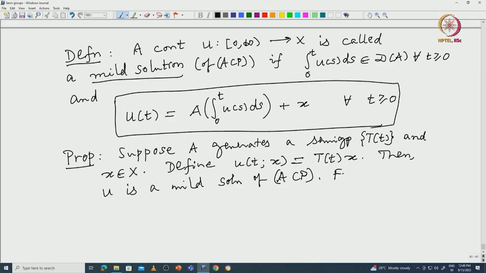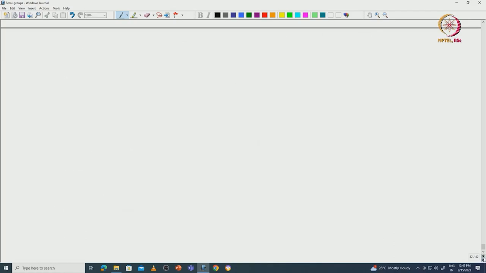Further, the mild solution is unique. Okay, so at least we get that uniqueness. So the proof is already in the properties of the semigroup. Only uniqueness is to be proved.